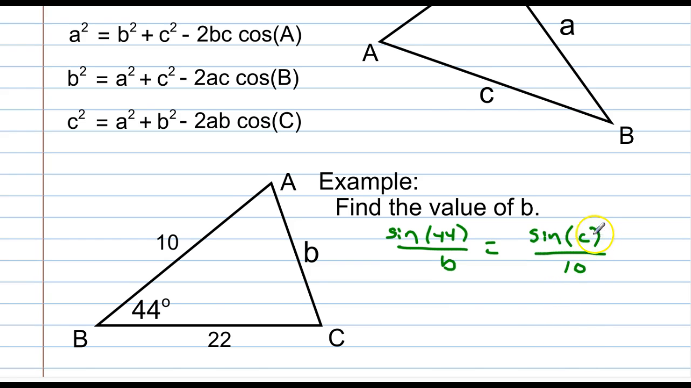Well, the problem is I have two unknowns. I've got a C right here and I've got a B right there, so I'm not going to be able to solve this equation. There's no other information here that I could use. If I tried using angle A, I'd end up with capital A right here and 22 on the bottom. Same problem. I've got an unknown here and I've got an unknown right there. So here's a case where I cannot use the law of sines. I've got to use the law of cosines.